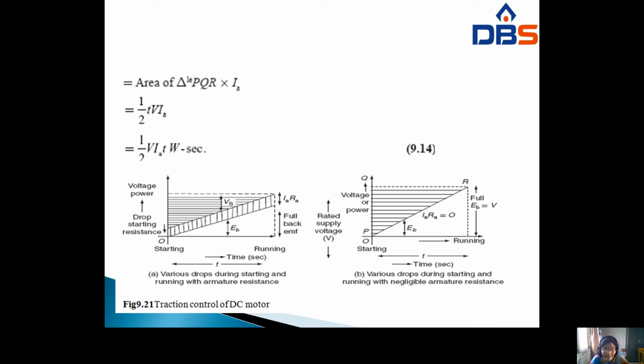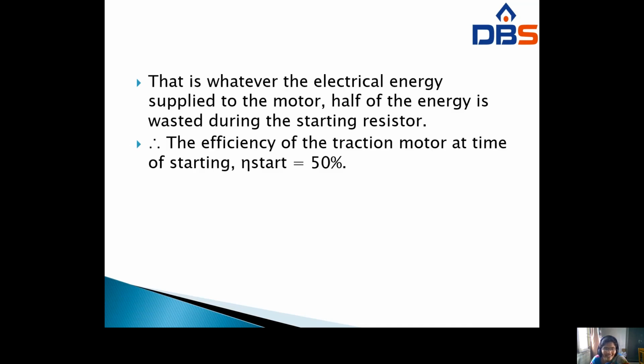This is the voltage drop in the series resistor. Whatever electrical energy is supplied to the motor, half of the energy is wasted in the starting resistor. So from the total energy applied to the traction motor, 50% is wasted in the starting resistor. The efficiency of the traction motor at the time of starting is 50%. That's why eta starting is equal to 50%.